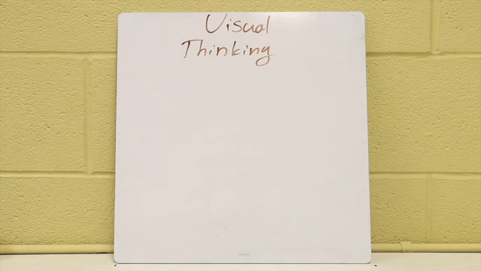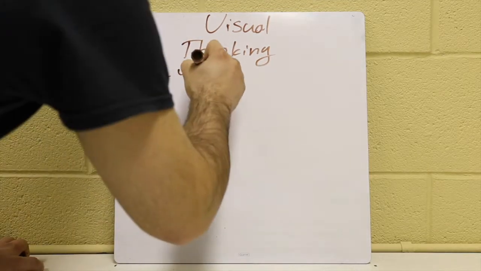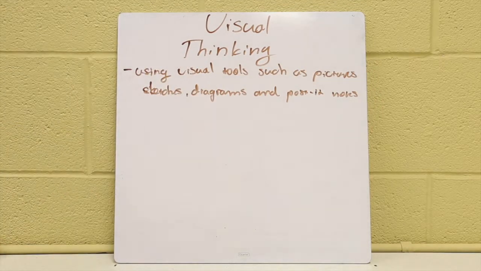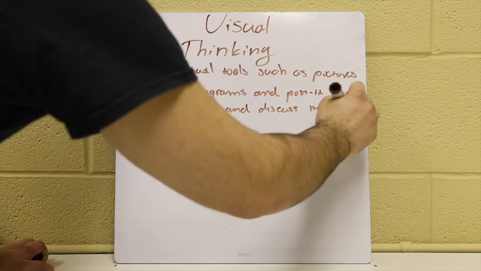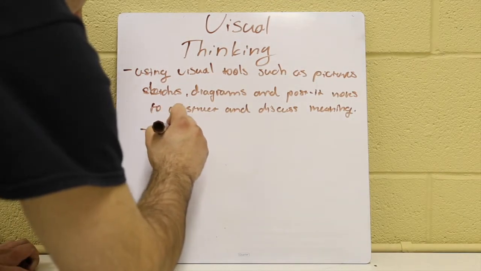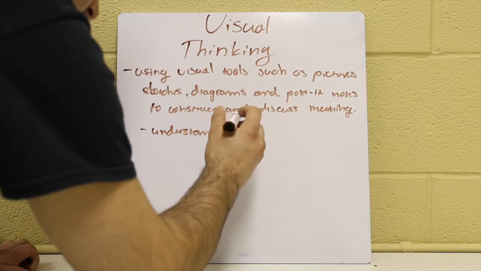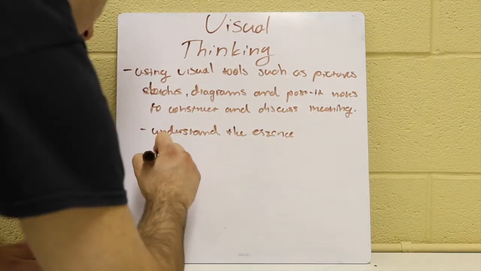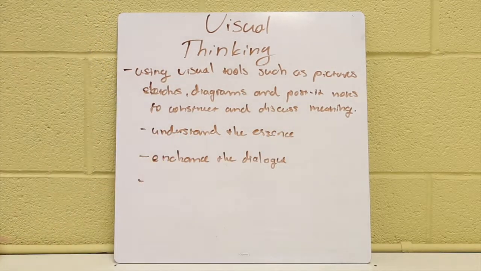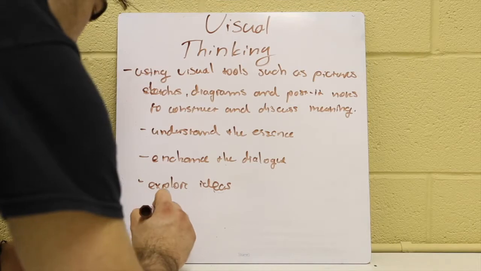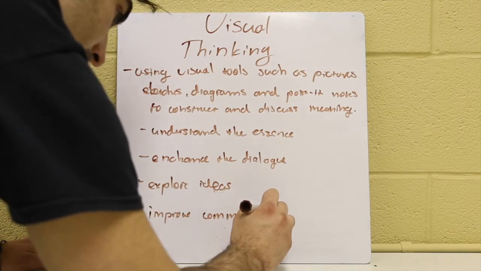The next portion of the design chapter in the Business Model Generation book is visual thinking. The definition gathered from the book is using visual tools such as pictures, sketches, diagrams, and post-it notes to construct and discuss meaning. This is of course referring to the business model, the business canvas. The 4 main reasons why the book emphasizes visual thinking are to understand the essence of a business canvas better, to enhance the dialogue when discussing the business canvas, to explore ideas further and deeper, and to improve communications with the individuals you are discussing your business idea with.